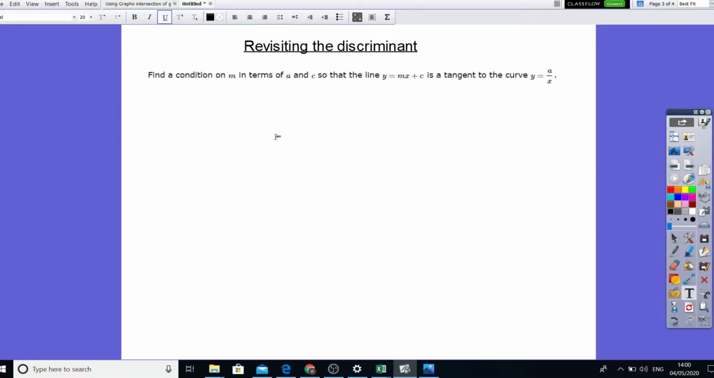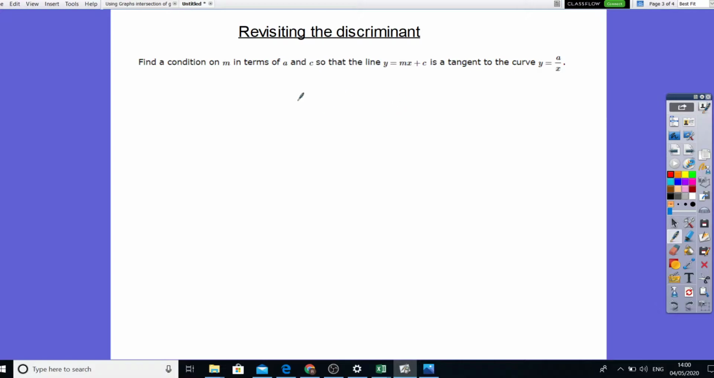Let's look at this question. So it's a bit of a tough one at first. Well, it looks pretty tough, and then when you break it down, hopefully it'll make a bit more sense what's going on. So it says here, find a condition of m in terms of a and c so that this line is tangent to that.